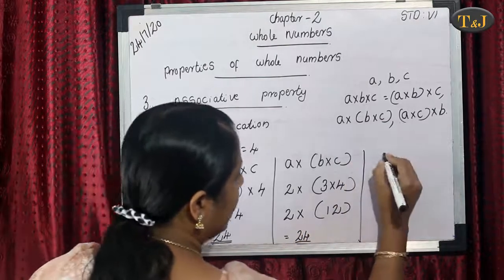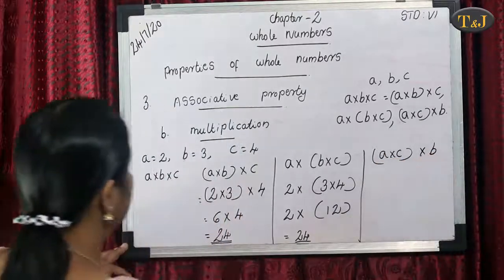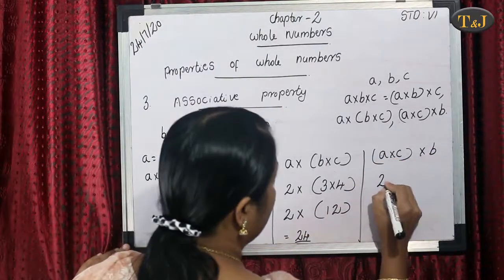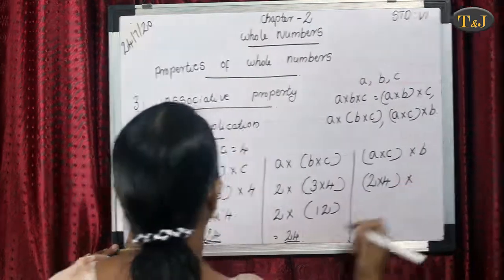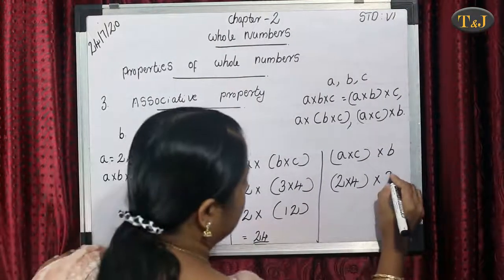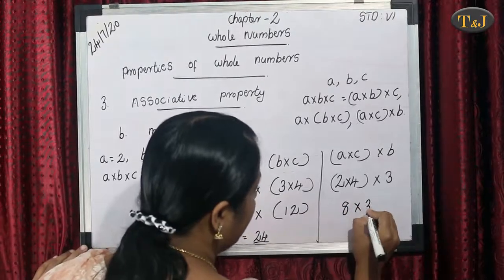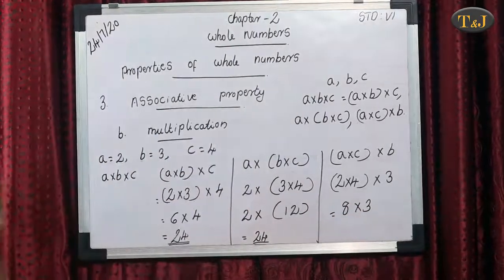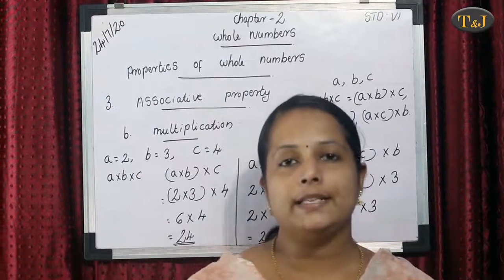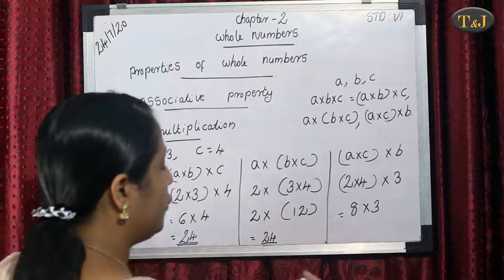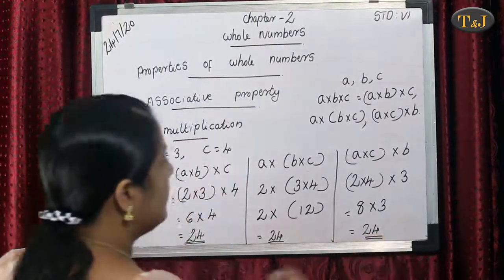Then taking a cross c together and multiplied by b. Here a's value is 2, then 2 multiplied by c's value 4, then 2 multiplied by 4 cross 3. So we write 2 4s are 8, then 8 multiplied by 3. We know that 8 3s are, all of you remember the multiplication table, yes, 8 3s are also 24. Then we write the number 24. All three answers are the same.